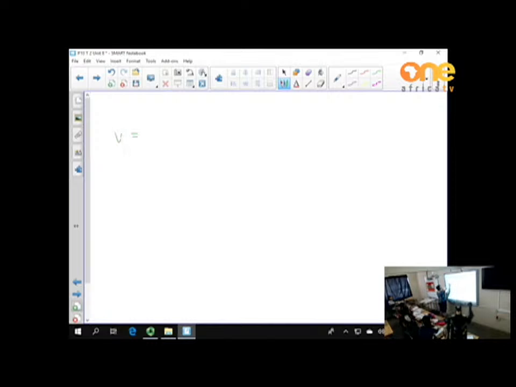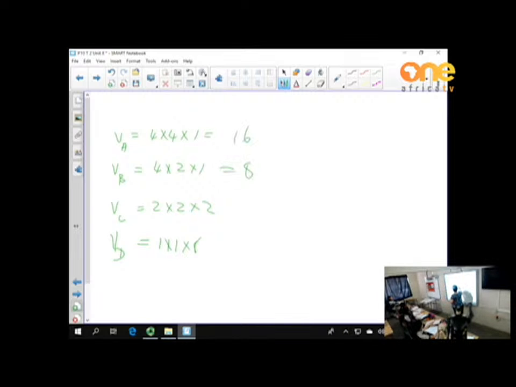So we would have to look at the volume for A. It is 4 times 4 times 1. Volume of B is 4 times 2 times 1. Volume of C is 2 times 2 times 2. And the volume of D is going to be 1 times 1 times 8. Let's quickly have a look. 4 times 4 is 16. 8. 2 times 2 is 4 times 2 is 8. 1 times 1 times 8 is 8.